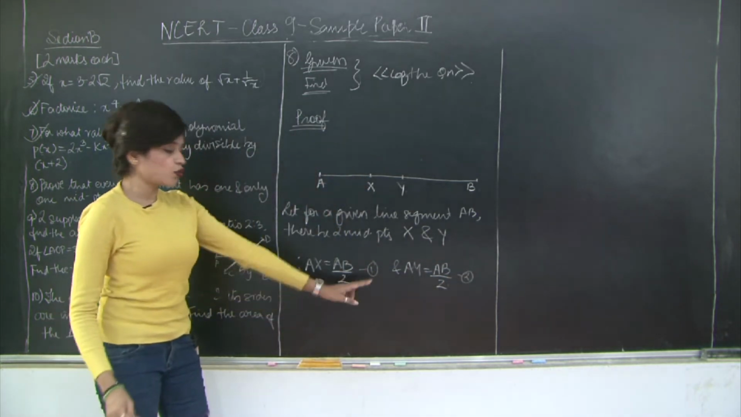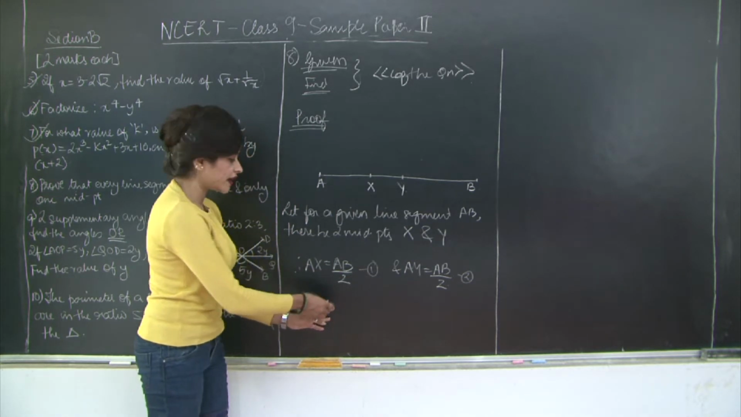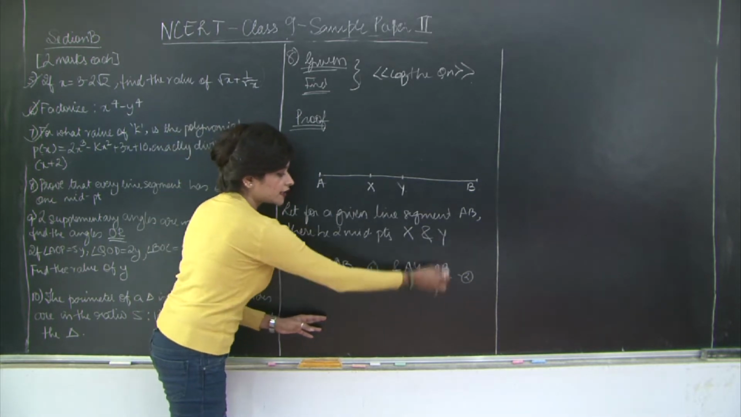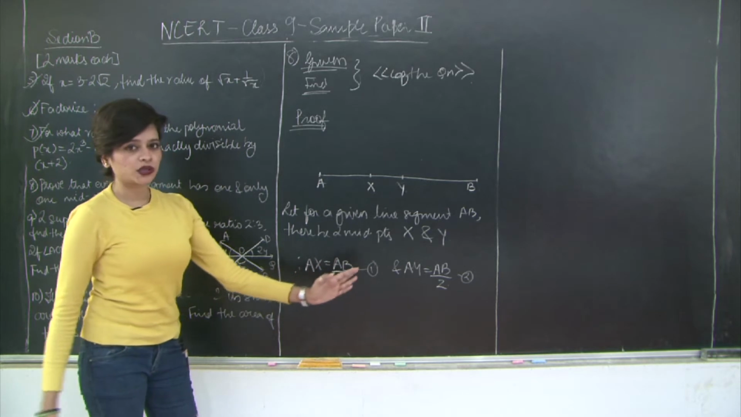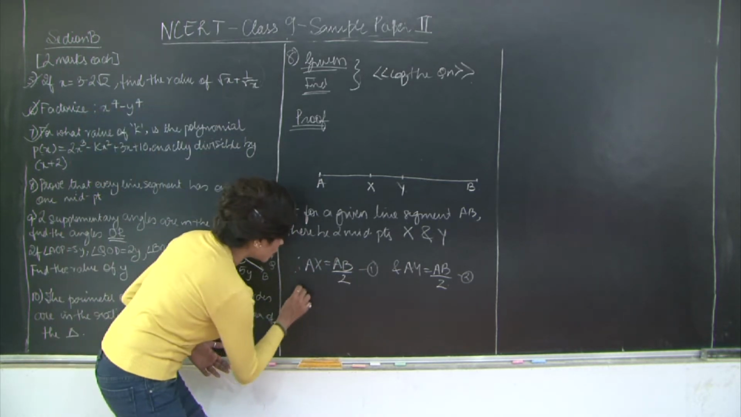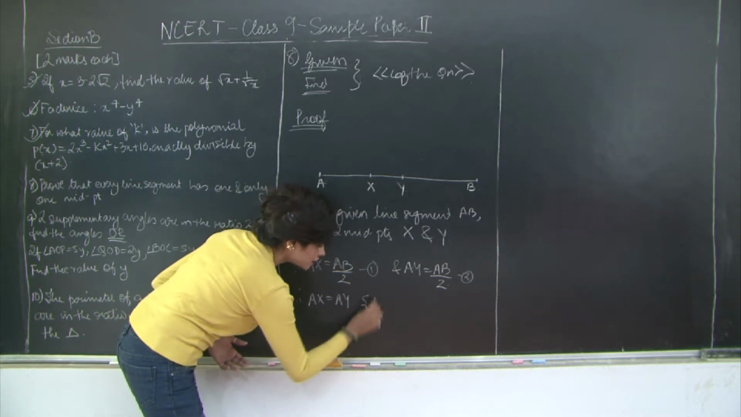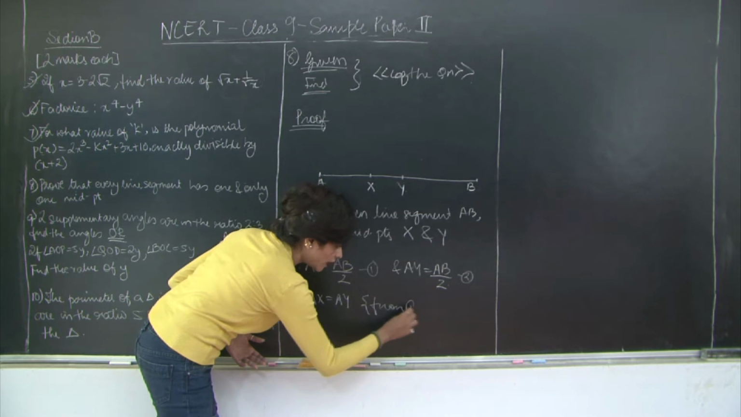So from 1 and 2, what do you get? Things that are equal to the same number are going to be equal, right? So these two are equal quantities on the right hand side of both equations 1 and 2. Therefore, the left hand sides are also going to be equal. Therefore, what do I get? AX is equal to AY from 1 and 2.